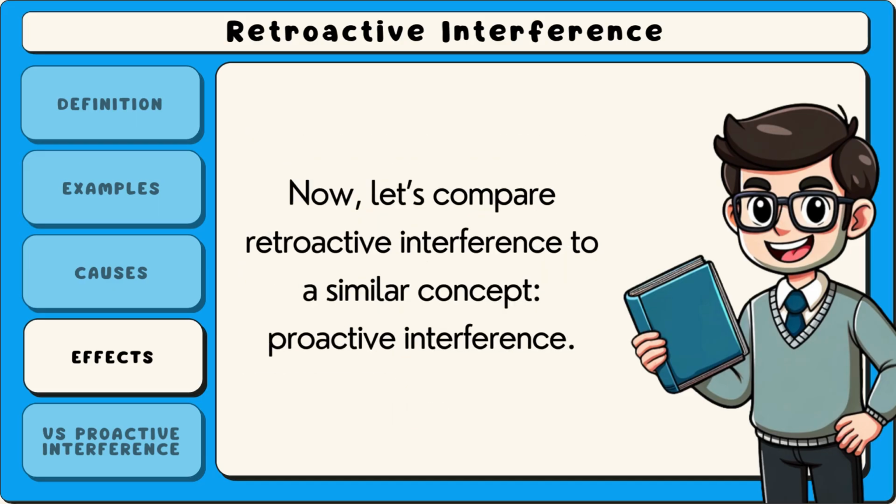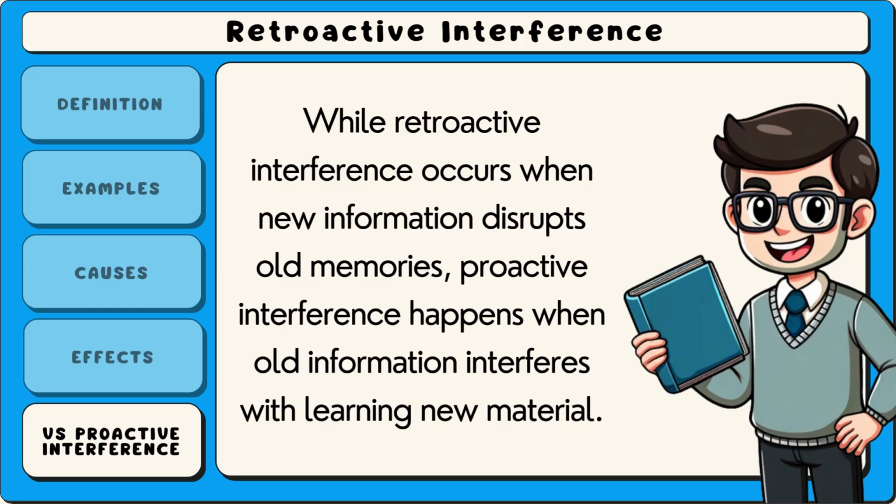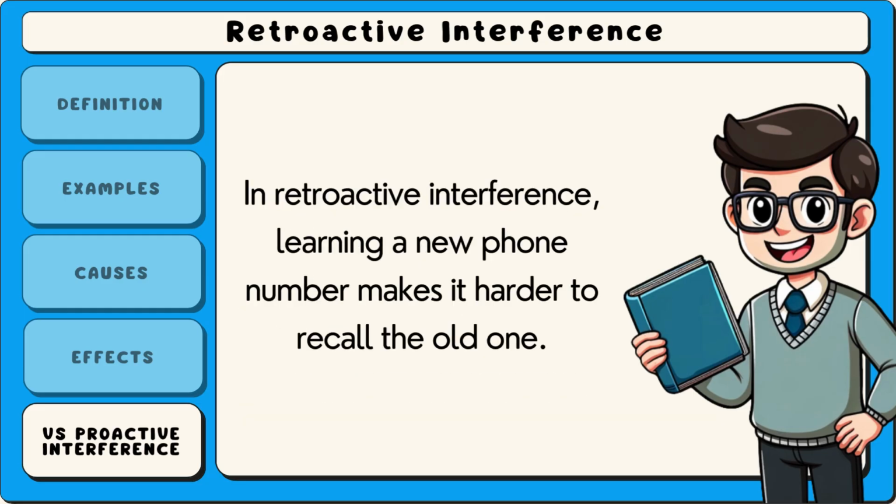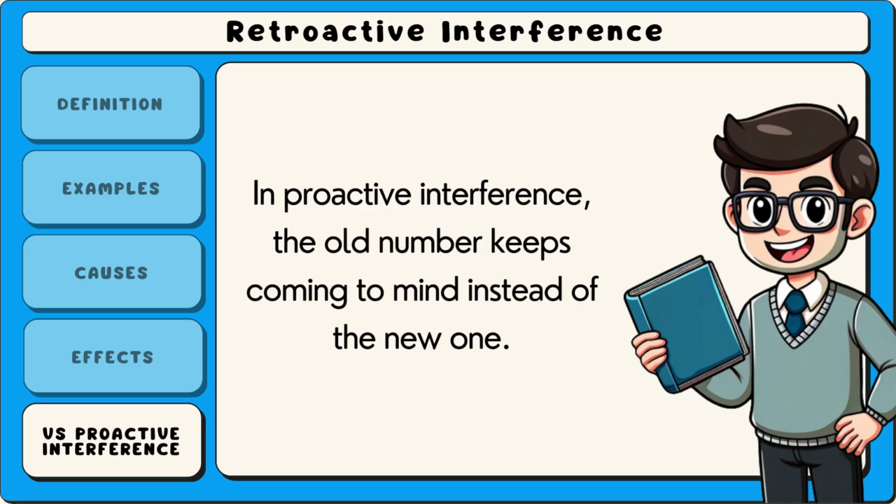Now let's compare retroactive interference to a similar concept, proactive interference. While retroactive interference occurs when new information disrupts old memories, proactive interference happens when old information interferes with learning new material. In retroactive interference, learning a new phone number makes it harder to recall the old one. In proactive interference, the old number keeps coming to mind instead of the new one.